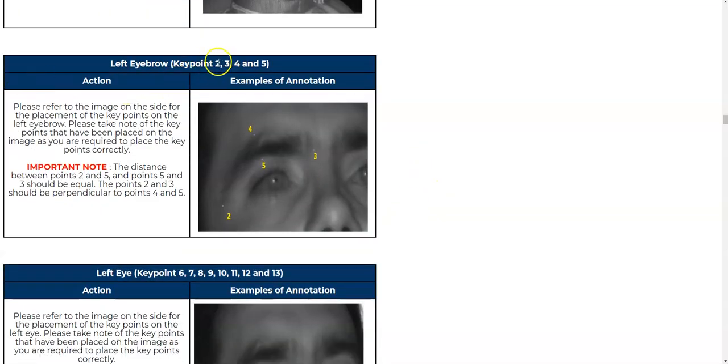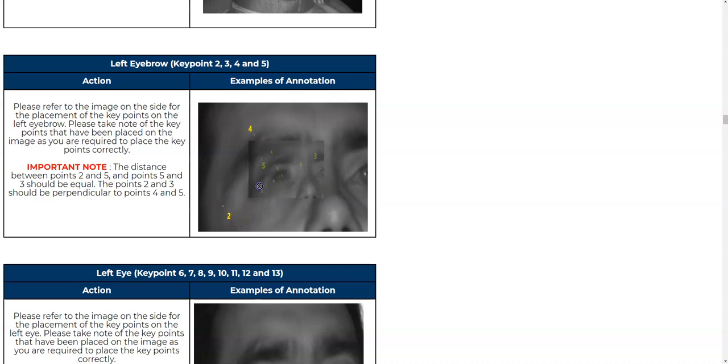Okay, left eyebrow will be using key points 2, 3, 4, and 5. Please refer to the image on the side for the placement of the key points on the left eyebrow. Please take note of the key points that have been placed on the image, as you are required to place the key points correctly. Right, so you can see the key points are placed in an order like 2, 3, 4, 5. So left would be 2, right would be 3, top would be 4, and bottom would be 5.